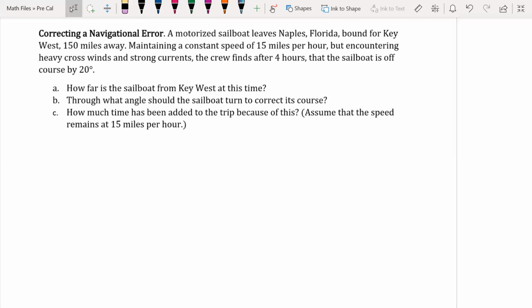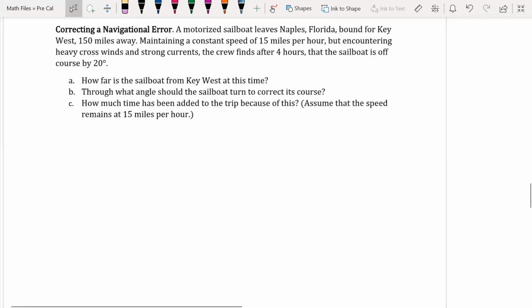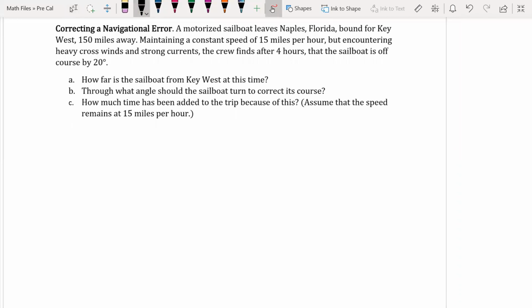All right. Let me zoom out. Let's draw our diagram. Let's say that up here is Naples, Florida. I wouldn't put labels on anything just yet. And this boat is going to Key West, 150 miles away, wherever Naples, Florida is. Is it on the right side or left side of Florida? I would assume it's on the right side if you're going to the Keys. We don't know our geography here. It's fine. Let's just say that we're going this way.